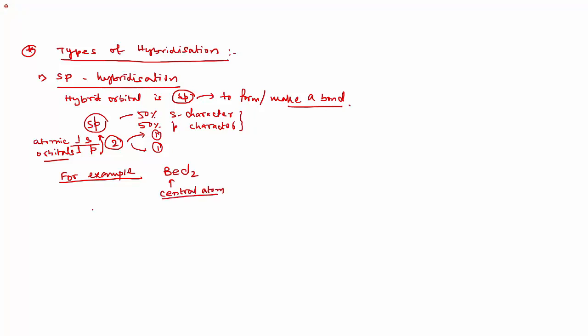When we discuss hybridization, first you have to take the electronic configuration of the central atom. First is the electronic configuration of beryllium. Beryllium's electronic configuration is 1s2, 2s2, 2p0. This is the simple ground state electronic configuration. In this configuration, you can see this is the valence shell.